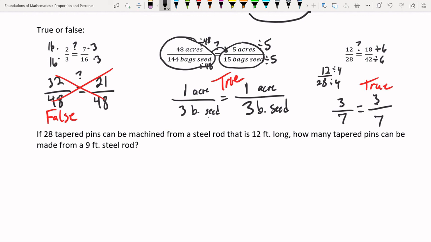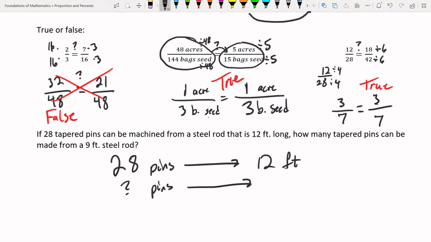The nice thing about proportions is that you can use them to find out new information. So for instance, if 28 tapered pins can be machined from a steel rod that is 12 feet long, then how many could we get from a 9-foot steel rod? Well, we can set up a proportion to find this. So we know 28 pins goes to 12 feet. Now we're asking how many pins goes to 9 feet.